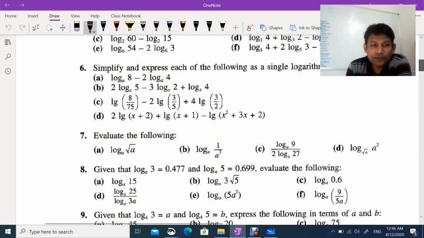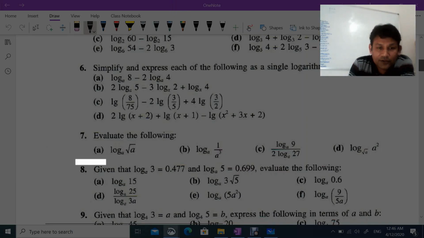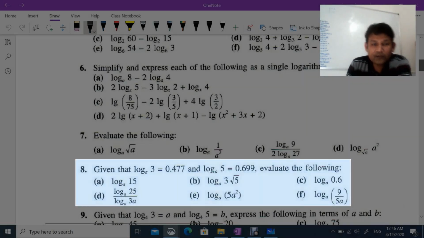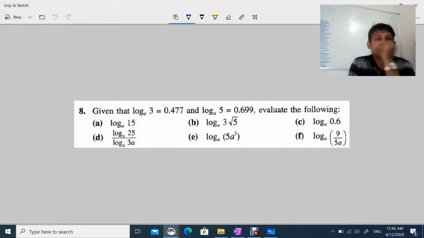Moving to question number 8, this part. I would like to solve it. Not all the questions, but at least to give the idea of how we can solve question number 8. In question number 8, the value of log_a 3 is given and log_a 5 is given. I have to use it. What I will do is not calculate, but write how we can simplify.